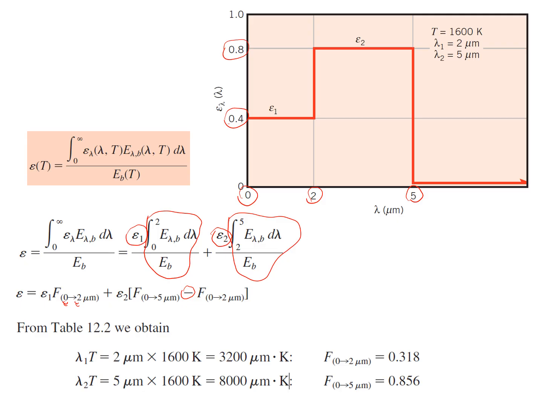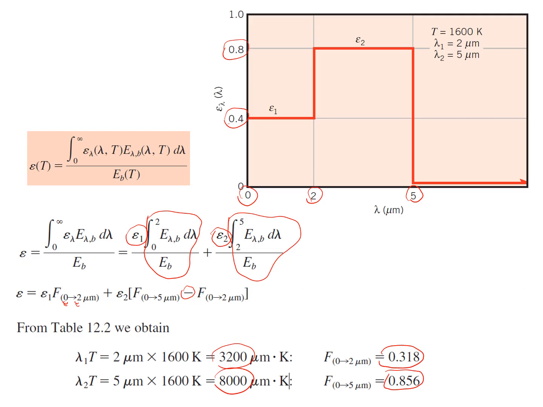So we go to the table. In order for you to actually get the F values from the table, you do need to have your lambda T. We calculate those for the 2 cases, for lambda 1 and lambda 2. Once you recalculate it, you have 3,200 here and the 8,000 here. So based on these two values from the table, you should be able to get F values as 0.3 and 0.8. These are ratios. They can never become larger than 1.